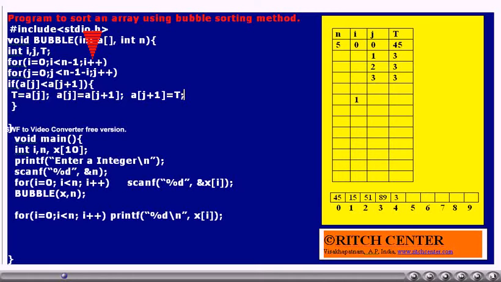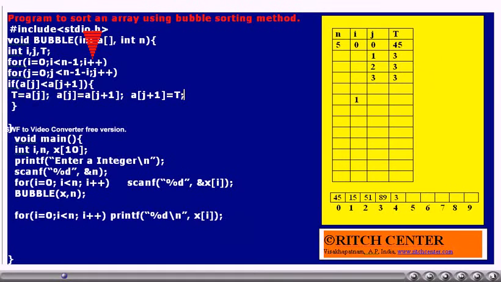Now, j value will be incremented. J value is 3. 3 is further incremented to 4. 4, is it less than n minus 1 minus I? No. Thus, we will come out from the inner for loop. And thus, the control goes to the outer for loop. I value will be further incremented by 1. Thus, I value 0 becomes now 1.